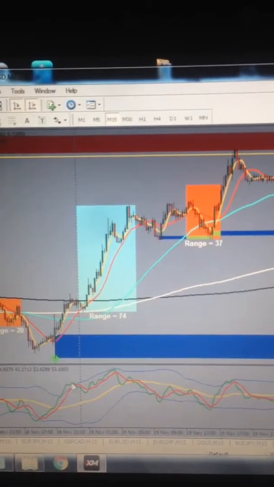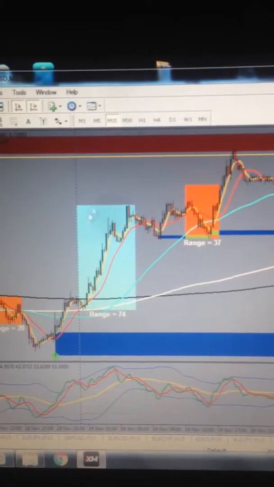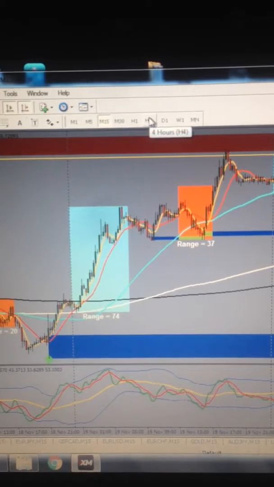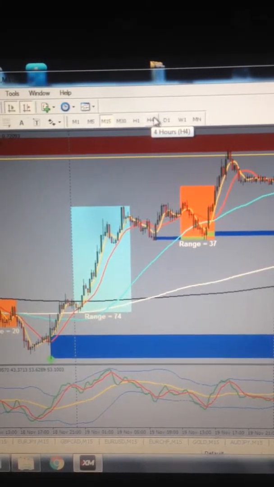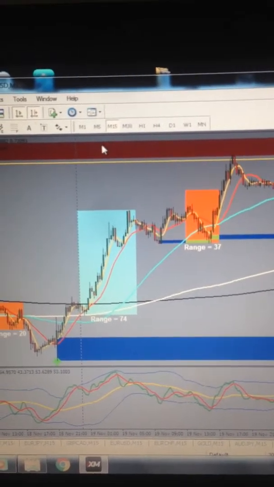Use your TDI properly. Use your 4-hour time frame, which is the bigger picture. Use your 1 hour and trade in the 15 minutes for perfect entry.